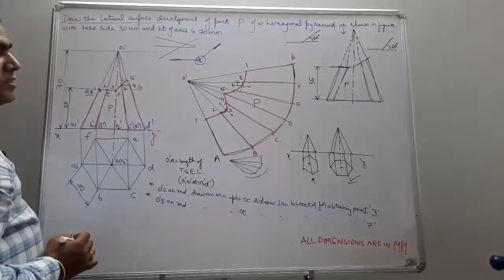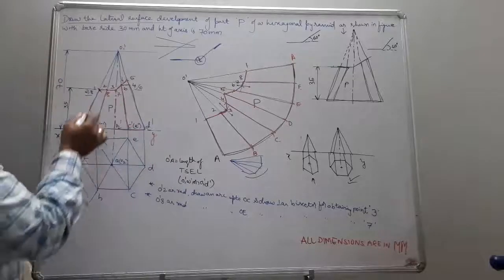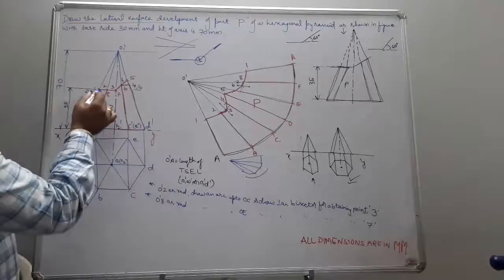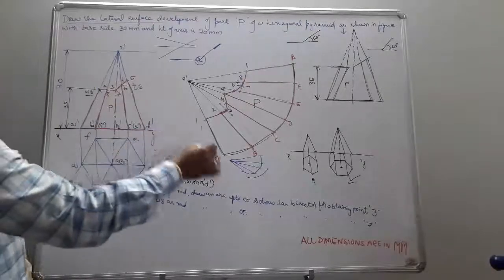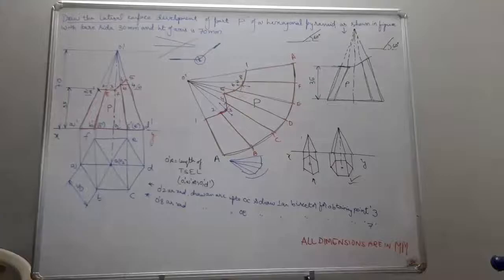Okay, students. Now 1, 2, 3, 4, 5 are also going to be retained. So 1A, 2B, 4C, 5D points are going to be joined with the slant edges. So those are also going to be highlighted. Okay, students.